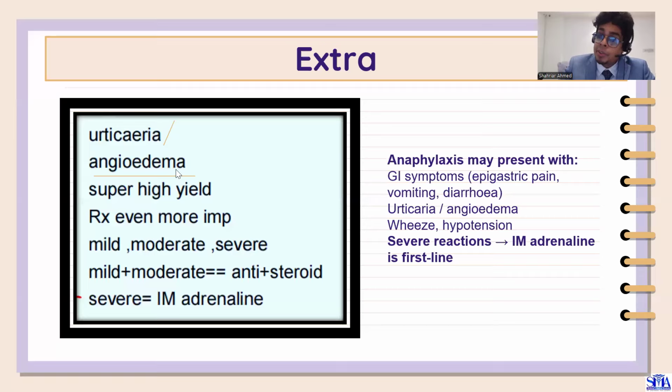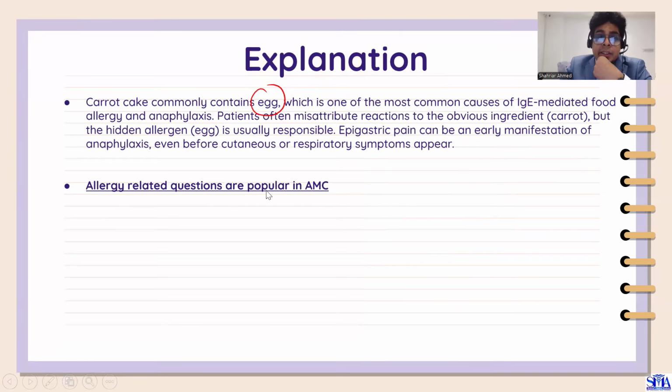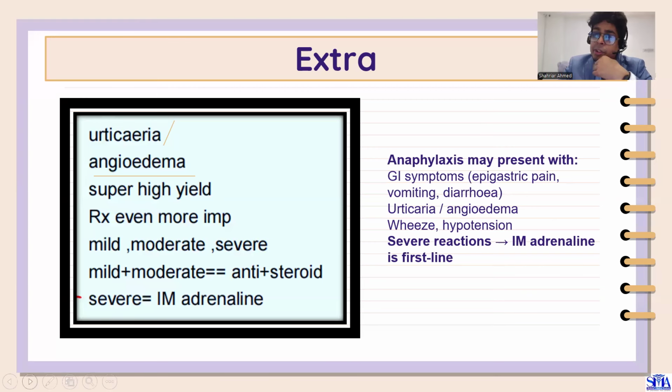A little bit extra because this question comes so often: urticaria or angioedema related. Please take note that I will teach you this one again separately. Urticaria and angioedema are very, very important for us because anything allergy related in AMC is so important. Maybe in this batch, I'll try to make a separate file someday and put it into an SMA note with all the allergy conditions together.